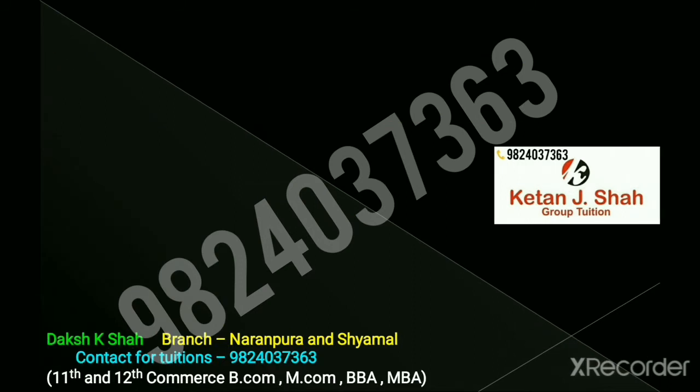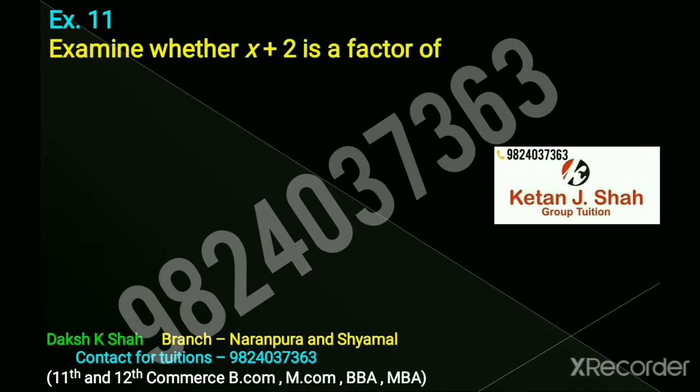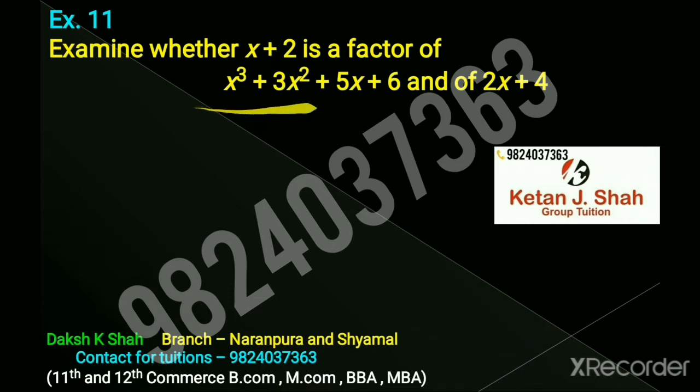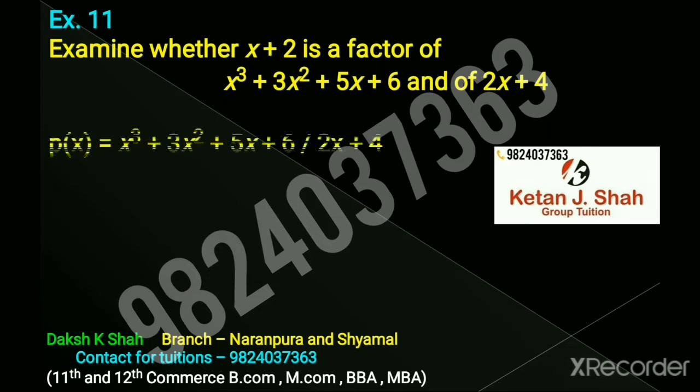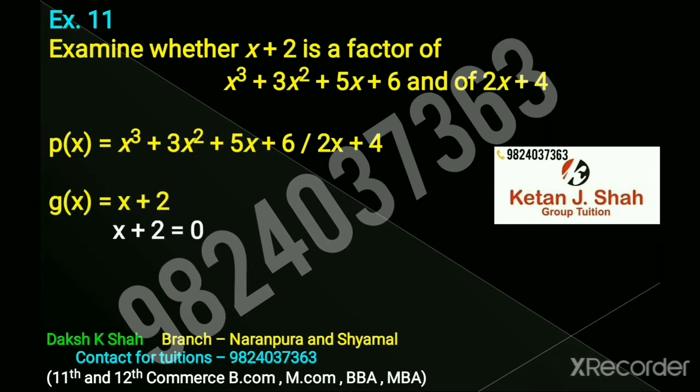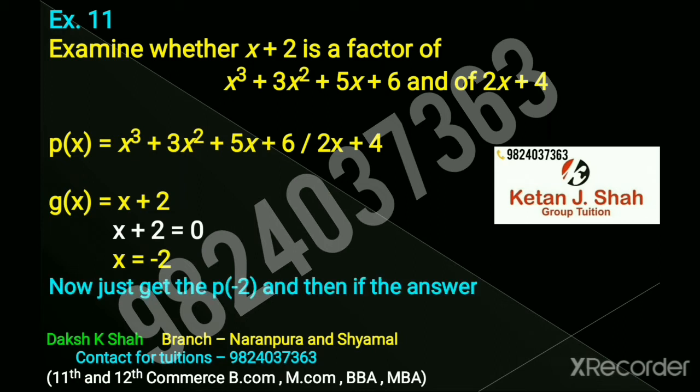So the first example is: examine whether x plus 2 is a factor of x cube plus 3x square plus 5x plus 6 and of 2x plus 4. So we have to see if, when we divide x cube plus 3x square plus 5x plus 6 or 2x plus 4 by x plus 2, the answer is 0. If the answer is 0, then it is a factor. First we will write p of x, then g of x equals x plus 2. x plus 2 equals 0, so x equals minus 2. Now just get p of minus 2, and if the answer is 0, then g of x is a factor of p of x.